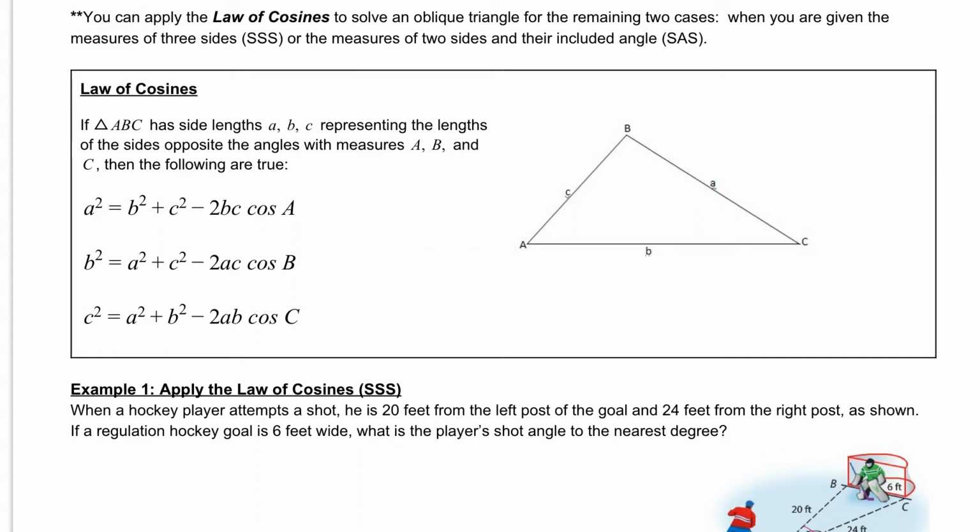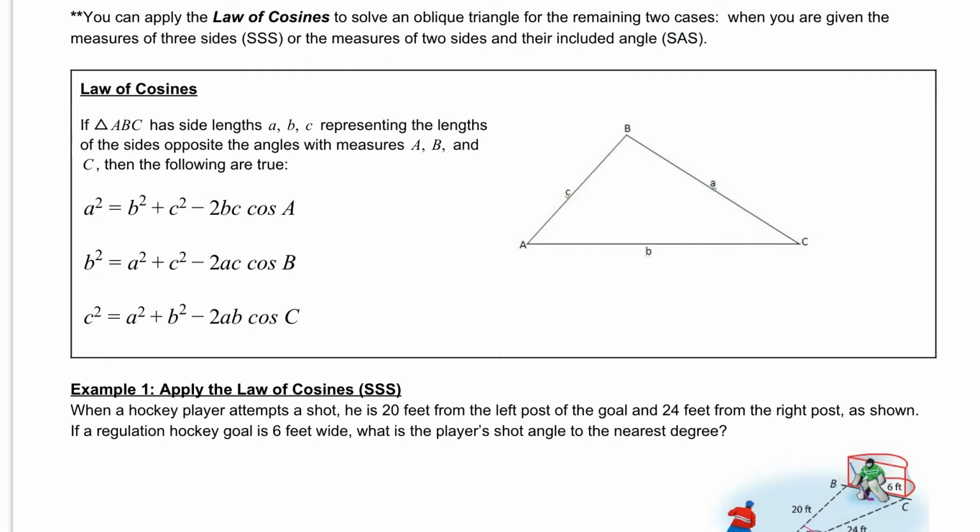Today we're going to talk about the law of cosines. You can apply the law of cosines to solve an oblique triangle. Remember, oblique means something that does not have a right angle. For the remaining two cases, when you are given the measures of three sides, so side, side, side, or the measures of two sides and their included angle, which is side, angle, side.